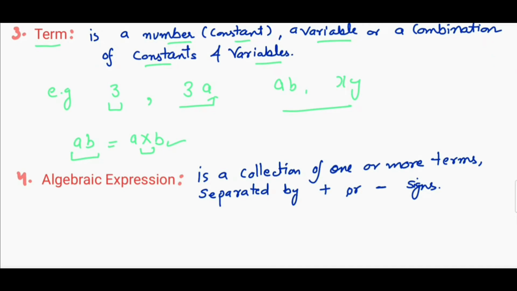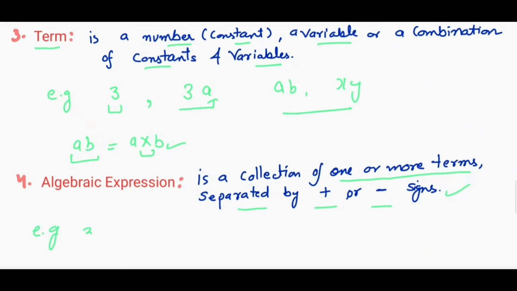Next, we have algebraic expression. An algebraic expression is a collection of one or more terms which are separated by plus or minus signs. For example, 3x, this is an algebraic expression. 3x minus y is also an algebraic expression. 3xy plus yz minus 2, all this is also an algebraic expression. And always remember that plus and minus signs are used to separate terms.